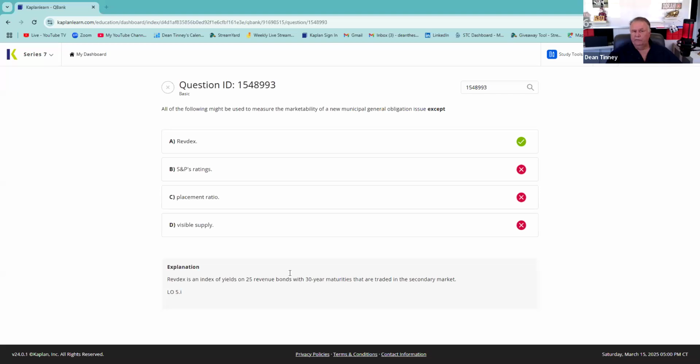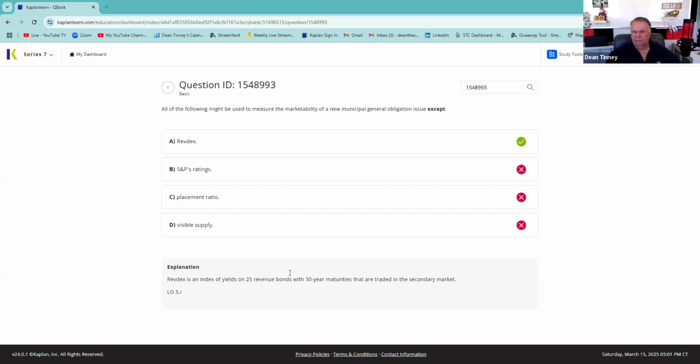The most important thing on your test that is found in the Bond Buyer is a notice of sale, where the issuer says, "Attention, attention, investment bankers, we're looking to sell some bonds." And based on that notice of sale found in the Bond Buyer, various syndicates will be formed. These indexes that we see here, the RevDex, the placement ratio, and visible supply, are about what's happening in the municipal market. The RevDex is an index of 25 revenue bonds with 30-year maturities, and marketability would mean, is the price going up or down? So I don't worry about this question at all.